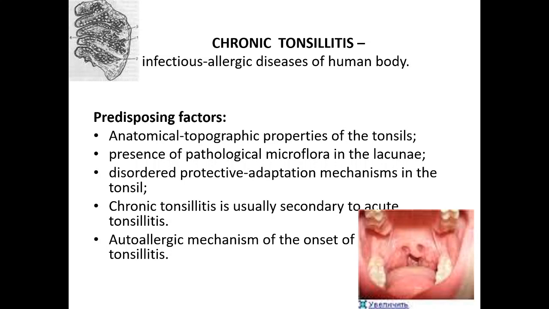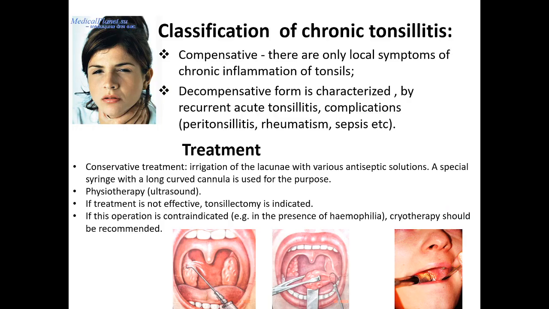Anatomical topographic properties of the tonsils. Presence of pathological microflora in lacunae. Disordered protective adaptation mechanisms in tonsils. Chronic tonsillitis is usually secondary to acute tonsillitis. Autoallergic mechanisms of the onset of tonsillitis.